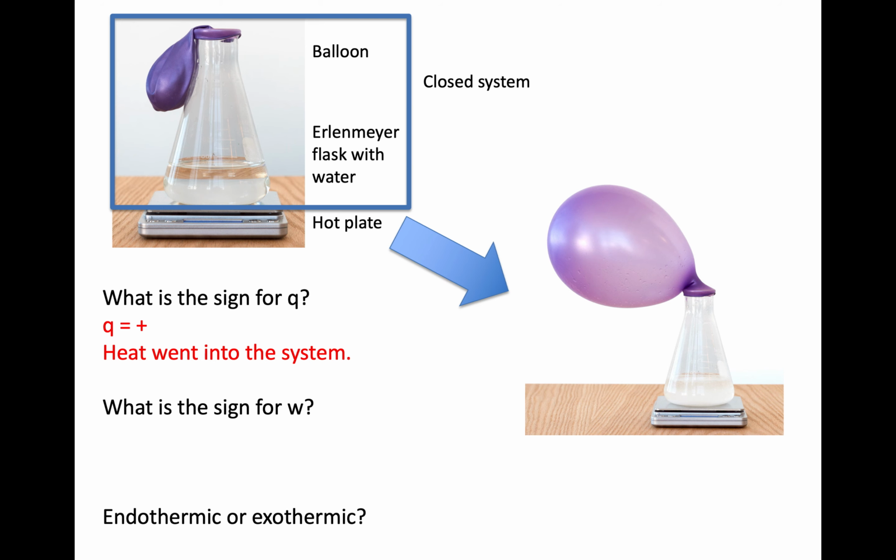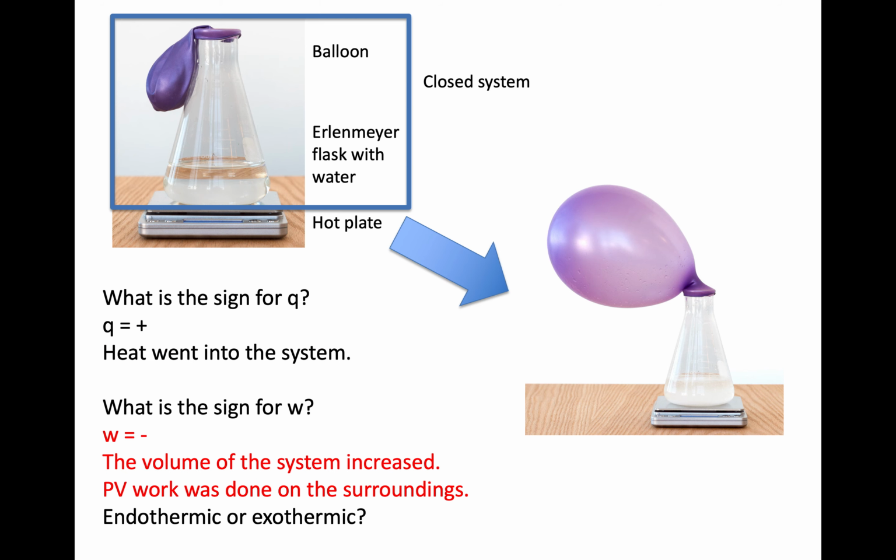I would say Q is positive, heat is going into the system. Work is negative. The volume of the system increased. PV work was done on the surroundings. When I have generation of moles of gas, great indicator that the work is going to be negative because it has a potential then to do PV work on the surroundings. Endothermic or exothermic? It's endothermic. That's referring to the heat.